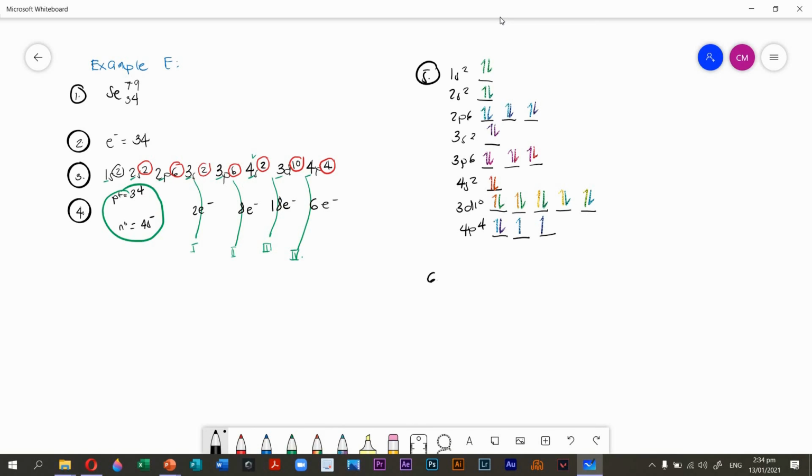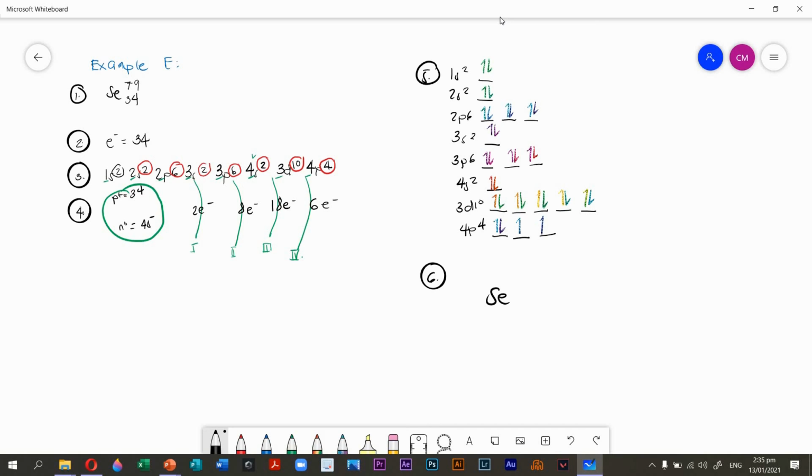Okay, so step number 6. We will be writing Se, being the symbol for selenium. And then we go back to step number 4 and see which energy level is the outermost energy level. Is it 1? No. 2? Of course not. 3? Nope. Try again. 4. Okay, so the fourth energy level is the valence shell. It's the outermost energy level. And there are 6 electrons in the outermost energy level.